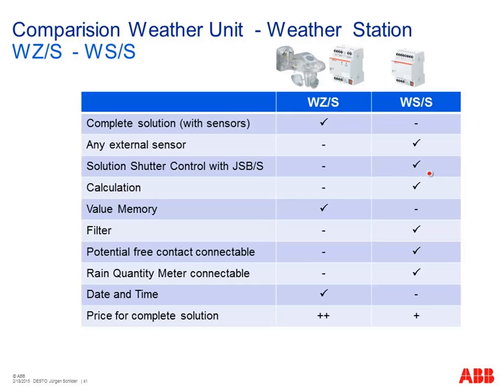Solution with shutter control unit is reserved more or less for the weather station with a powerful brightness sensor. The option to calculate mathematical functions is only in the weather station. Value memory only in the weather unit. Filtering, weather station only. Connecting potential-free contacts is only possible with the weather station. A very specific but sometimes required measurement is rain quantity. That's only possible with the weather station. Very special, but integrated in the software. Date and time coming from the GPS receiver, or the weather sensor, is only available here.